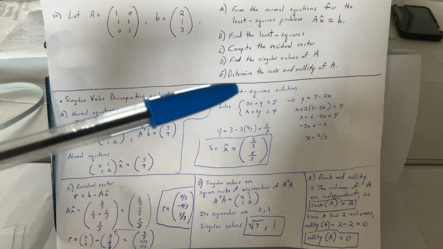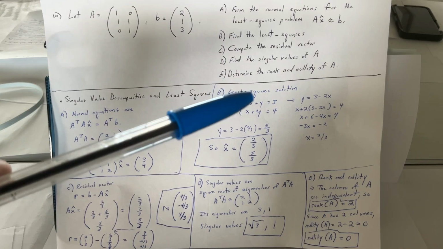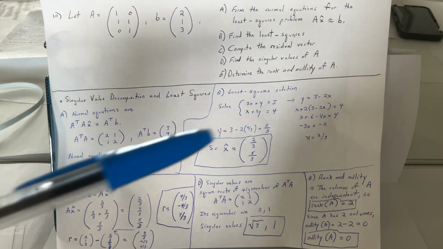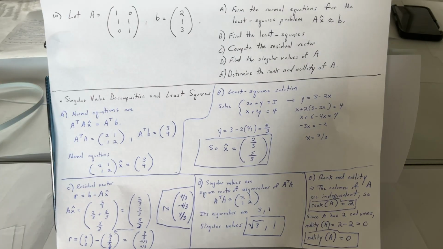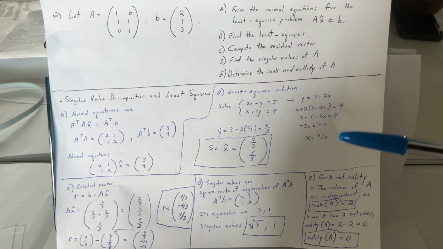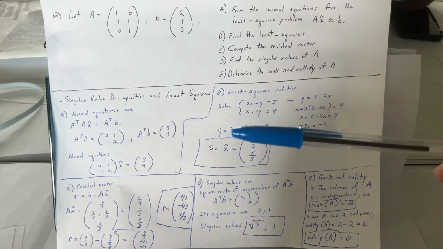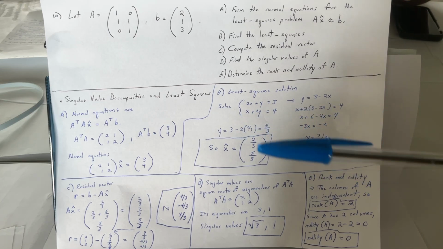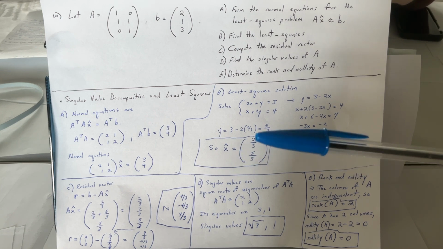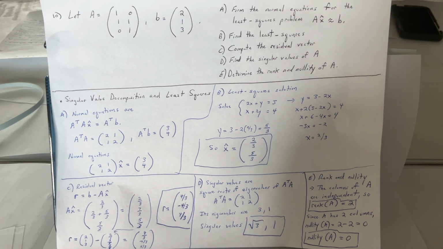Okay, letter B, find the least squares solution. We're going to solve this system: 2x plus y equals 3, x plus 2y equals 4. Performing the computation here in the algebra, we're going to get x equals 2/3 if we solve by substitution, and y is going to equal 5/3 here. So our x hat is the column 2/3, 5/3.